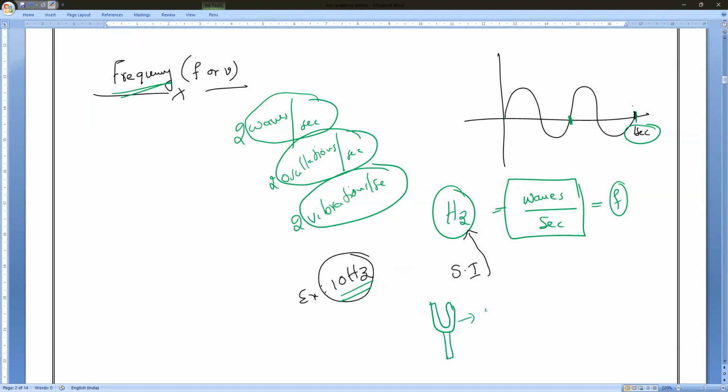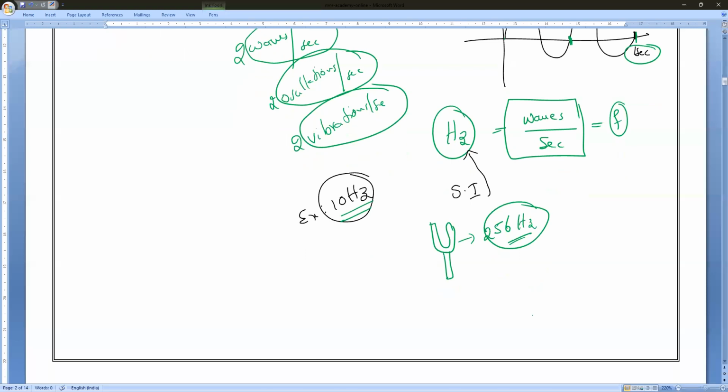What do you mean by that? A tuning fork of 256 hertz, what do you mean by that? For 1 second, how many oscillations will it make? 256 oscillations. Yes. 256 oscillations per how many seconds? 1 second. That's what we say.